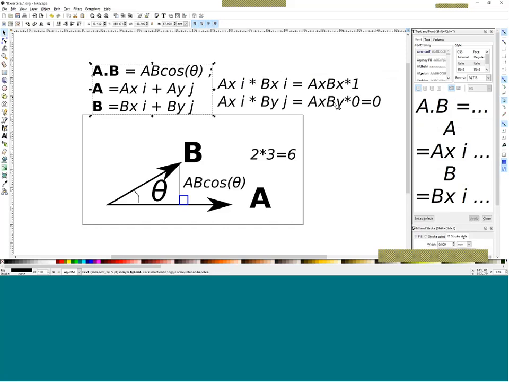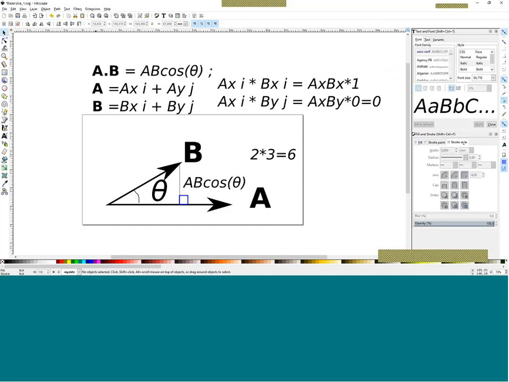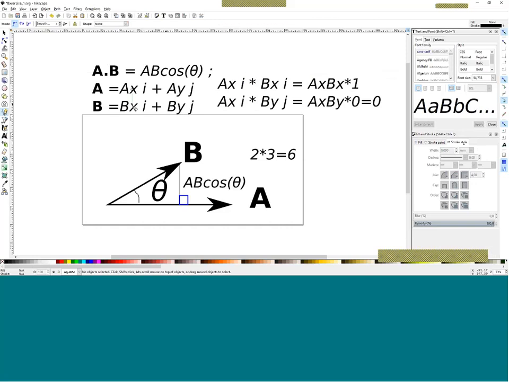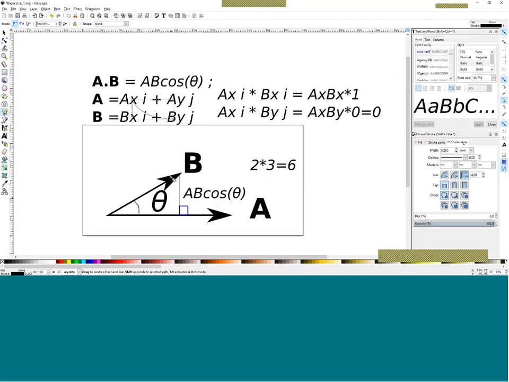This is a very simple explanation of what scalar products are. If you know this and you know how to multiply vector equations, then this times this will evaluate to a_x times b_x, but this will equal a value of 0, because the angle between i and j is 90 degrees.